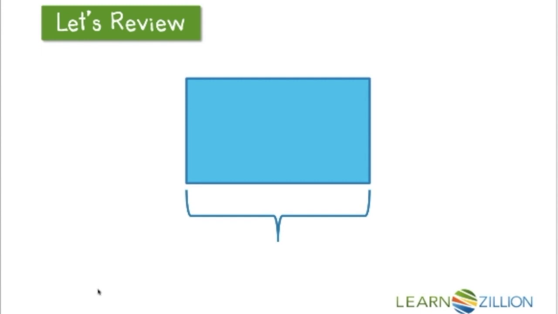Let's also review that there are two measurements when we talk about area and perimeter. We can talk about the length, how long a shape is, and the width, how wide a shape is.